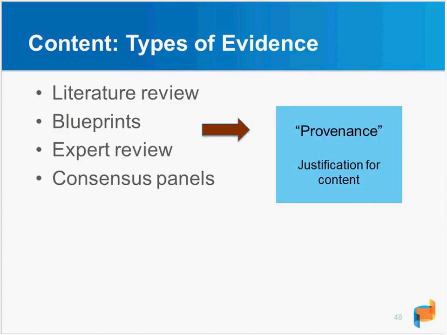There are many ways to go about establishing content validity, the most common of which are listed here. Literature reviews can detail the connection between tool content and theoretical constructs and/or prior support for items from previous research. When constructing items to represent various domains of knowledge, skills, behaviors, etc., developers usually build what we call blueprints to ensure proper coverage of each of those domains. Items may also be reviewed by subject matter experts or by leadership consensus panels. I often think of all of this evidence as building an instrument's provenance, with the basic goal of justifying its content.